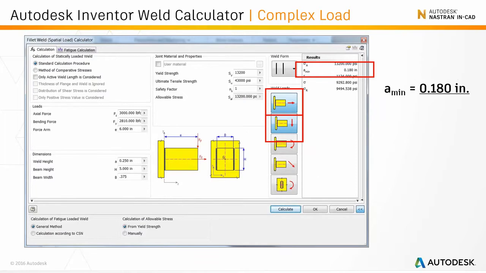So if we take the same example into Inventor's fillet weld calculator, you can see here that we practically get identical results. So instead of 0.177, we get 0.180. Again, using this calculator takes seconds, and potentially avoids issues with wrong equations, unit conversion, and all kinds of bits and pieces. So it really does simplify that process.